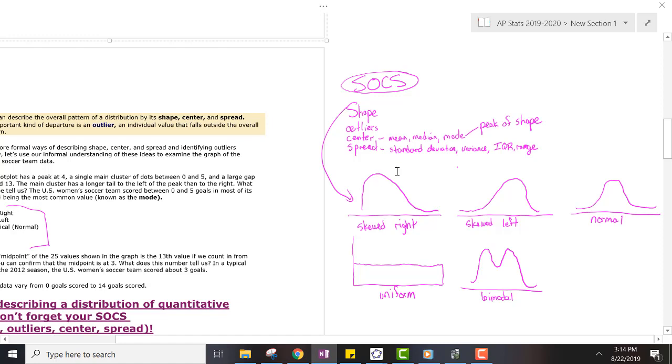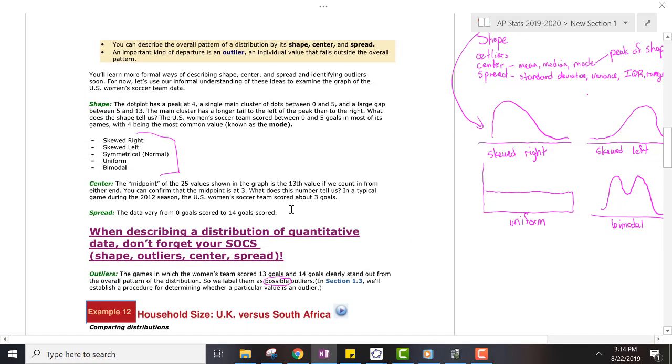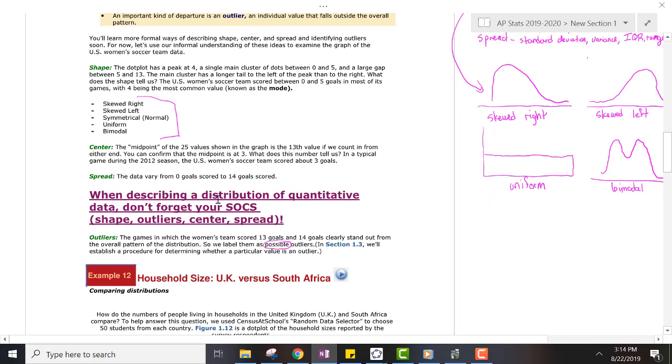And then we have to look at the spread. Standard deviation, variance, which we can calculate now, IQR, which we'll get into in a little bit, and range, where you just do the maximum minus the minimum value. So again, when we describe a distribution of a quantitative variable, use SOCS.